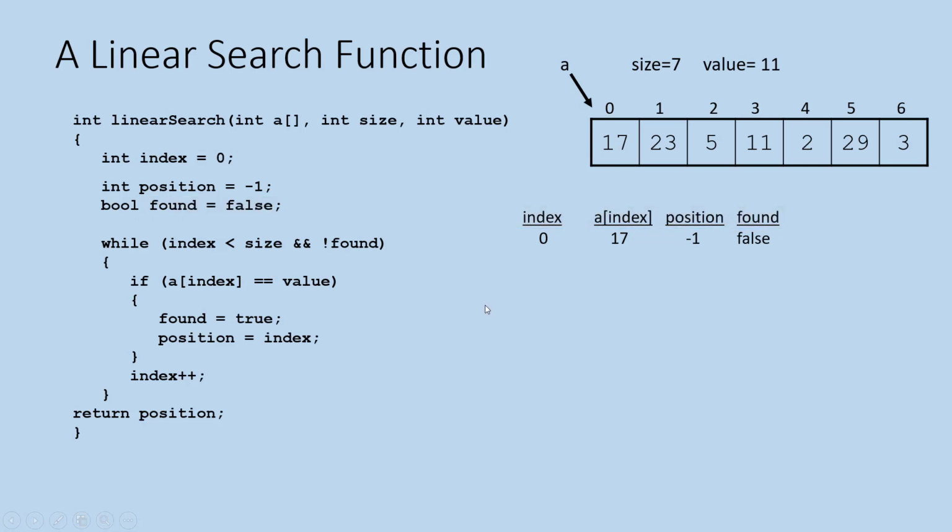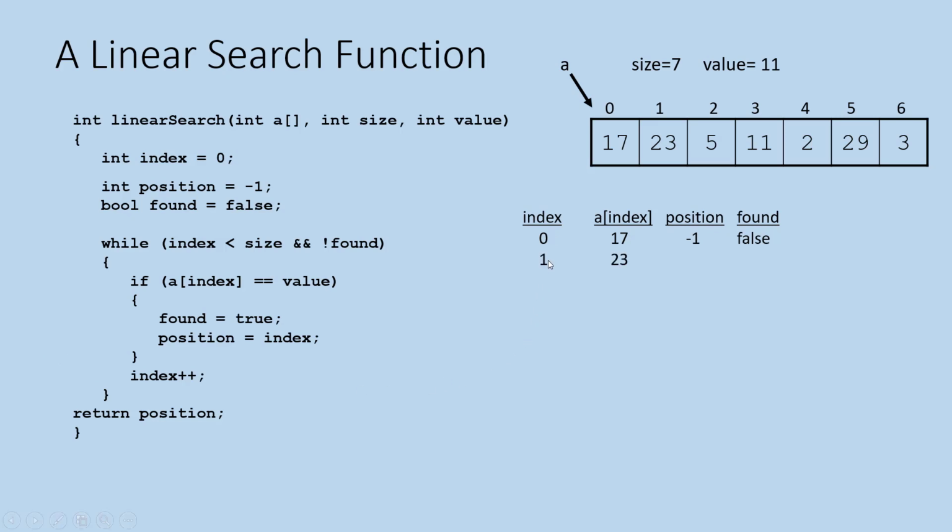The next thing the function does is it executes the while loop. So inside the while loop, we check to see if index is less than size, and 0 is less than 7, so that's true, and not found. Since found is false, not found is true. Since the condition in the while loop is true, I execute the body of the loop, which is everything between these two braces, and the first thing is to check to see if A of index is equal to value. A of index is equal to 17, the value we're searching for is 11, so the answer is no. I skip the body of the if statement and I execute index++, which then changes index to 1.